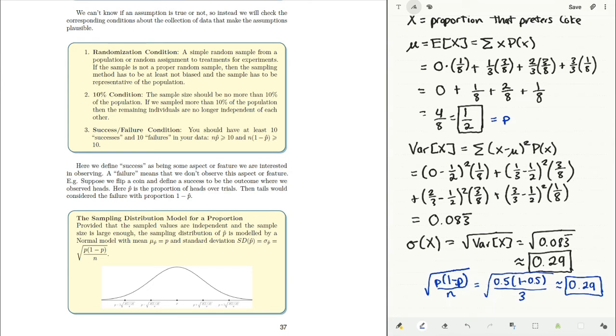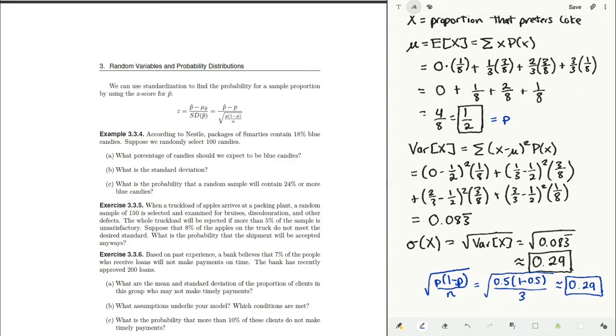Now, if these assumptions and conditions are satisfied, then the sampling distribution for a sample proportion will be a normal curve. The mean of the distribution will be equal to p, which is the population parameter, and the standard deviation is given by this formula. We can use standardization to find the probability for a sample proportion by using the z-score formula for the sample proportion.